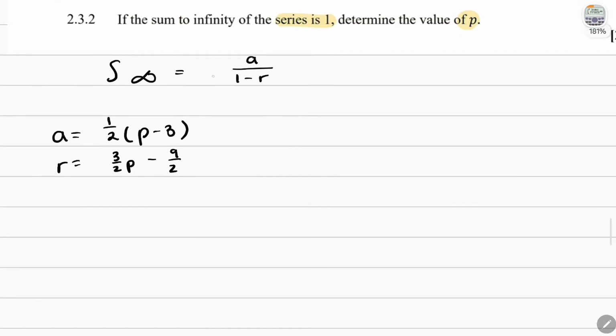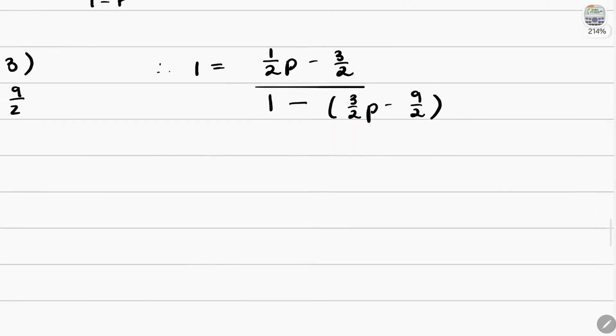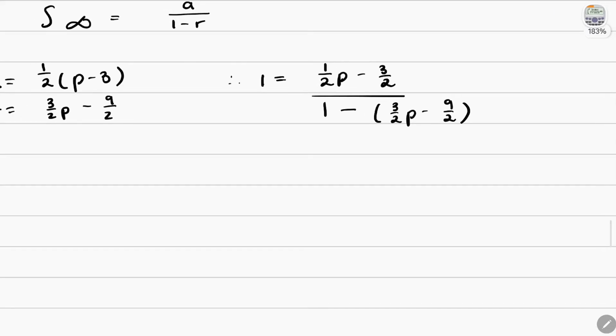So our equation is going to be the sum to infinity, which is 1, is equal to a, which is, we might as well just distribute there. So that is a half p minus 3 over 2, that is a, over 1 minus r, which is 3 over 2p minus 9 over 2. Okay, and we're just solving for p. So to just remove this fraction, we cross multiply. This is a fraction, it's something over something, so we're just going to cross multiply.